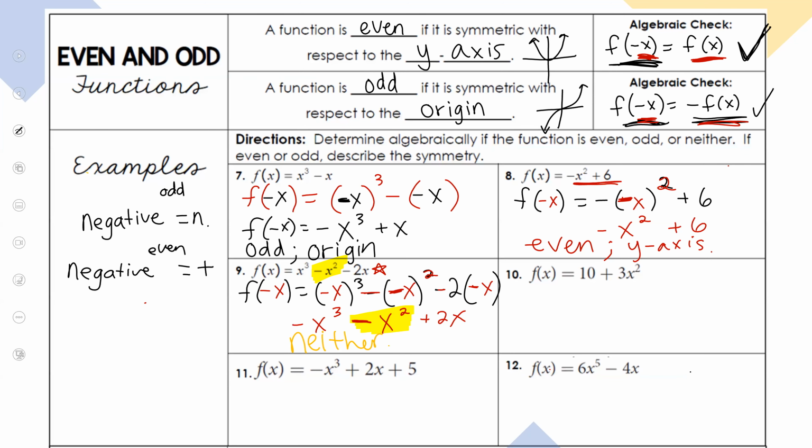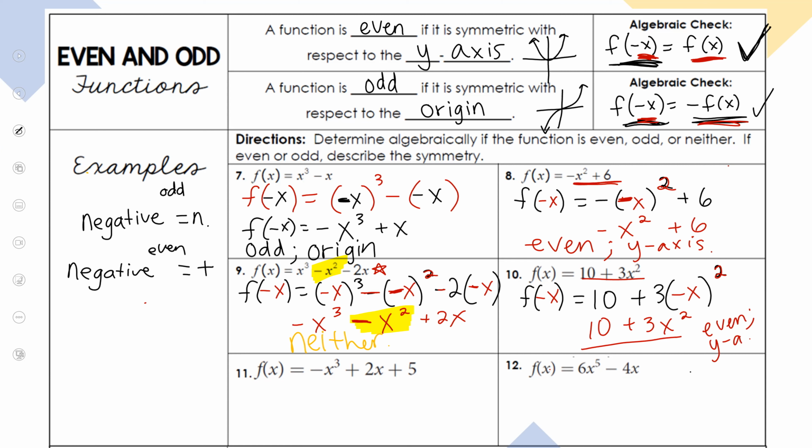Okay, so for this example, again, guys, we're going to substitute these x's with a negative x. Negative x here and a negative x here. A negative multiplied by another negative is what? Positive. So whenever it's raised to an even power, it's going to be positive. So that means this is 10 plus 3x squared. And it stayed the same, didn't it? That means it's even and it's symmetrical about the y-axis.